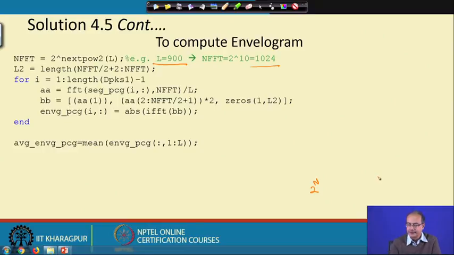How do we find it out? We can take the log to the base 2 of L, and then take the ceiling of that to give us n, and with that n we compute 2 to the power n. This whole operation is done by this line, next power 2 of L, which computes the ceiling of log of L to the base 2, and then takes 2 to the power of that quantity. So, we are computing 2 to the power n here, and we get the number of coefficients or length of samples for the FFT. We store that in the variable NFFT.